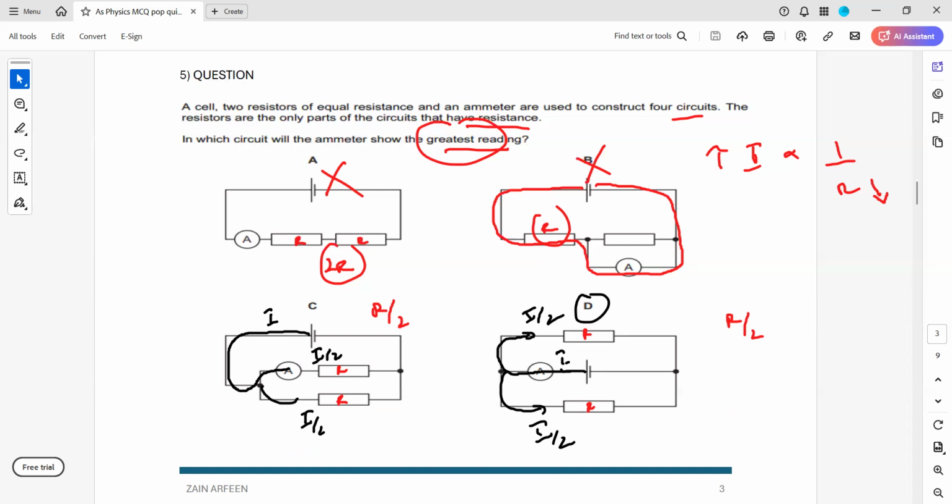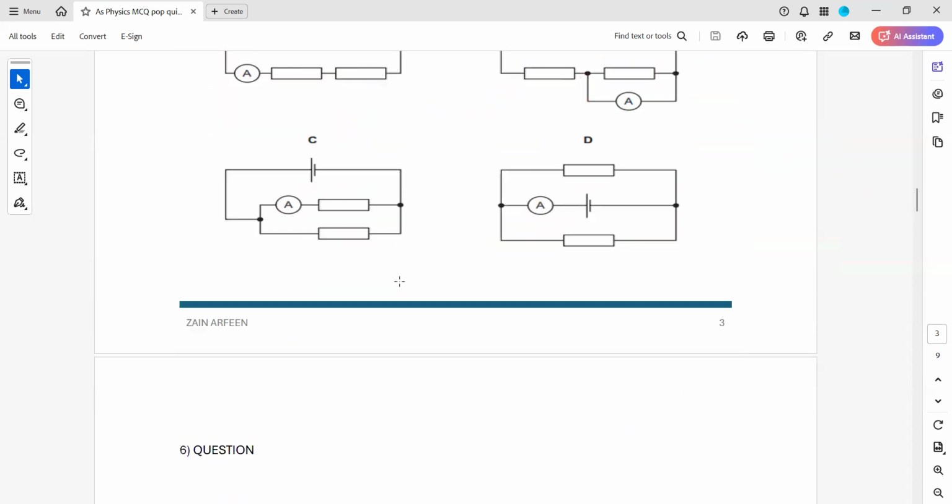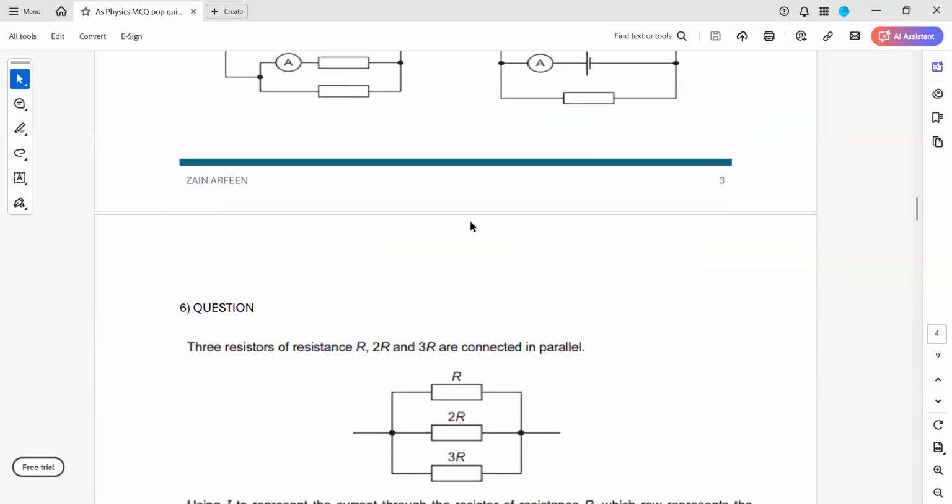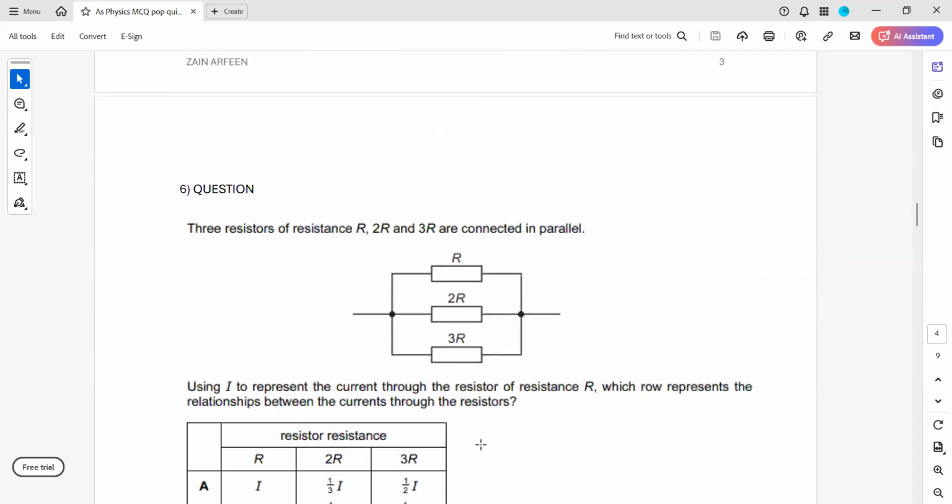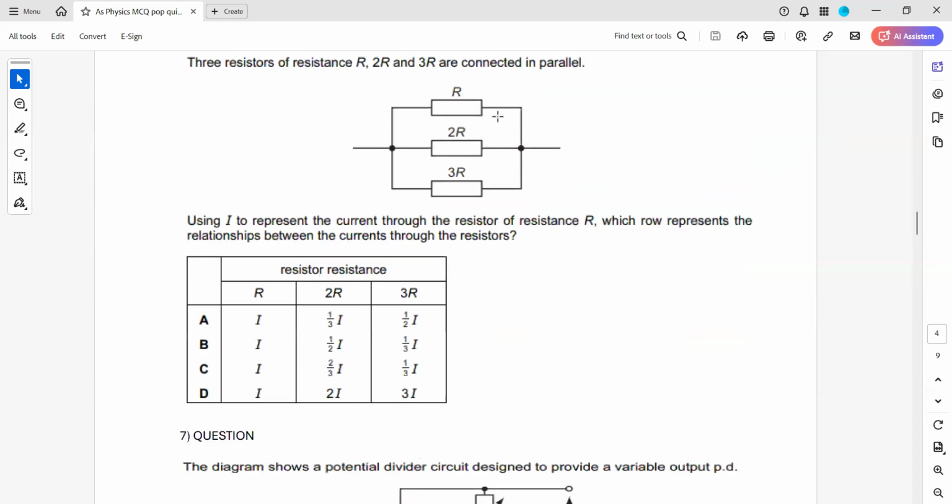So the first rule for finding the maximum current is to check for least resistance, and second, check the branch and the total input. Okay. Question 6, any doubt?